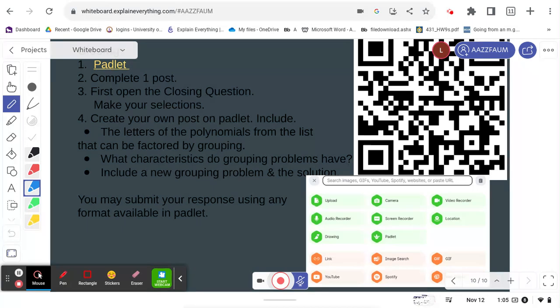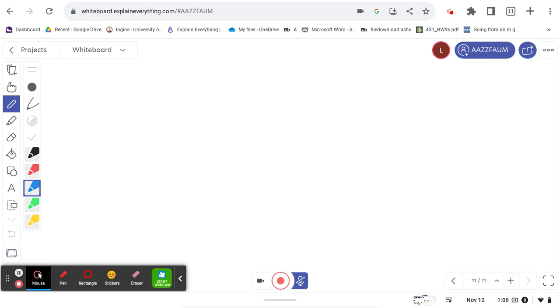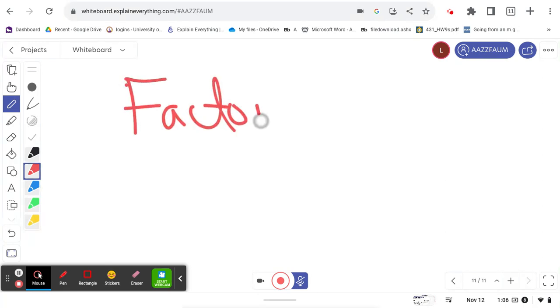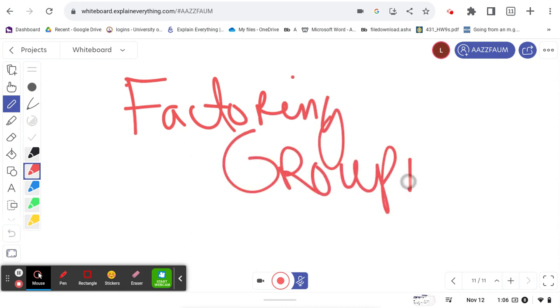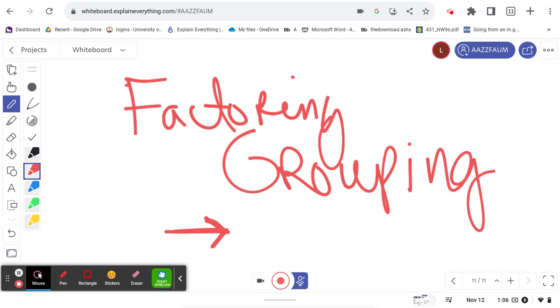All right, so in closing, I want you to think about what we did today. So we did learn about factoring. And what kind of factoring did we specifically talk about today? We talked about grouping. And in order for it to be a grouping problem, there were very specific ways that the expressions looked. Can you think about that? What has to be true in order for us to do grouping? There has to be 4 terms, okay?